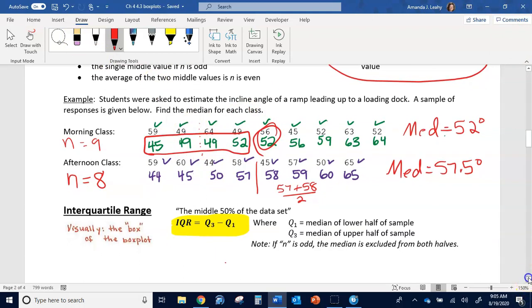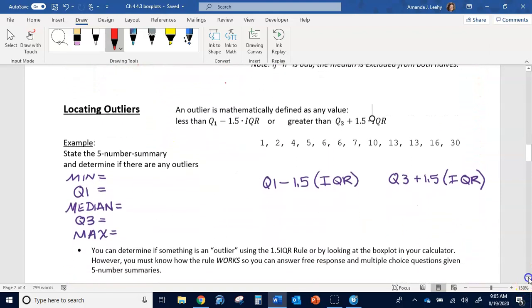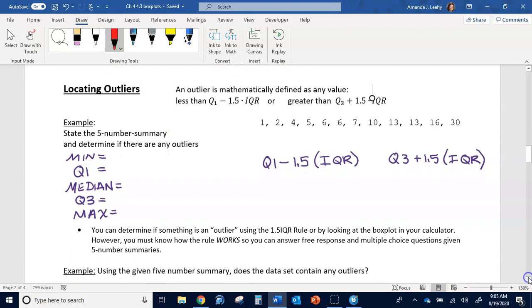All right, so let's go down here and find the interquartile range. It says state the 5-number summary and then determine if there are any outliers. Now, to find an outlier, what we're going to do is stretch that 50% of the box, and we're going to take quartile 1 minus 1.5 interquartile ranges, and quartile 3 plus 1.5 interquartile ranges.